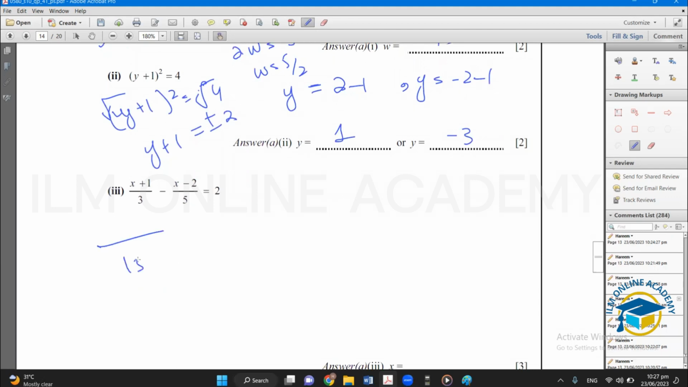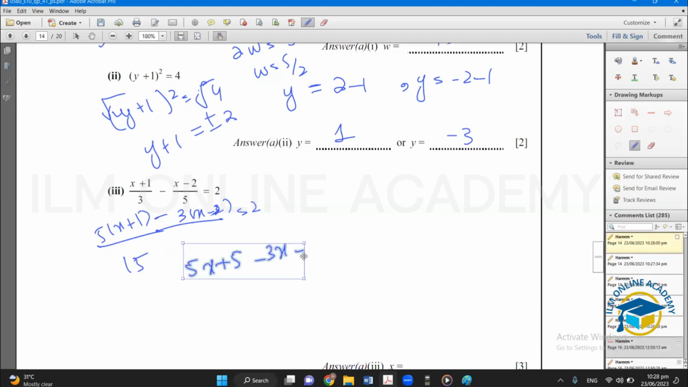Now, another question. We'll take LCM 15, and then 5x plus 1 minus 3x minus 2 equals 2, and then 15 twos are 30. So 5x plus 5 minus 3x plus 6, 15 twos are 30. 5x minus 3x is 2x, and 5 plus 6 is 11.